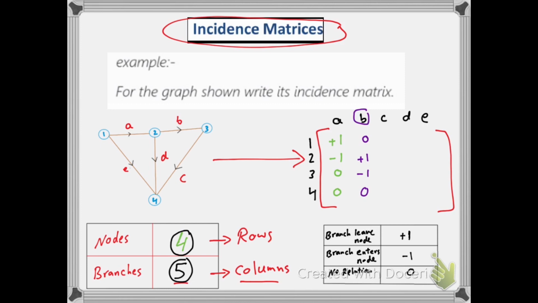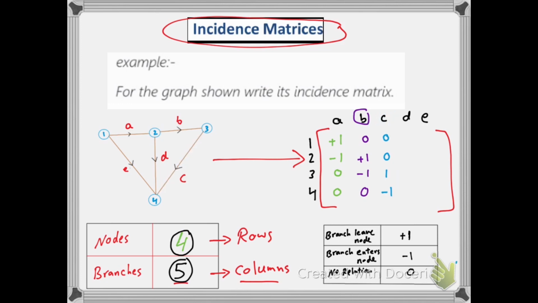Then let's move to branch C. Branch C leaves node 3 and enters node 4. So at 3 I'm going to put positive 1, and at node 4 I'm going to put negative 1. And as you can see from the graph, no relation between the branch C and node 2 and node 1. So at 1 I will put 0 and at 2 I will also put 0.